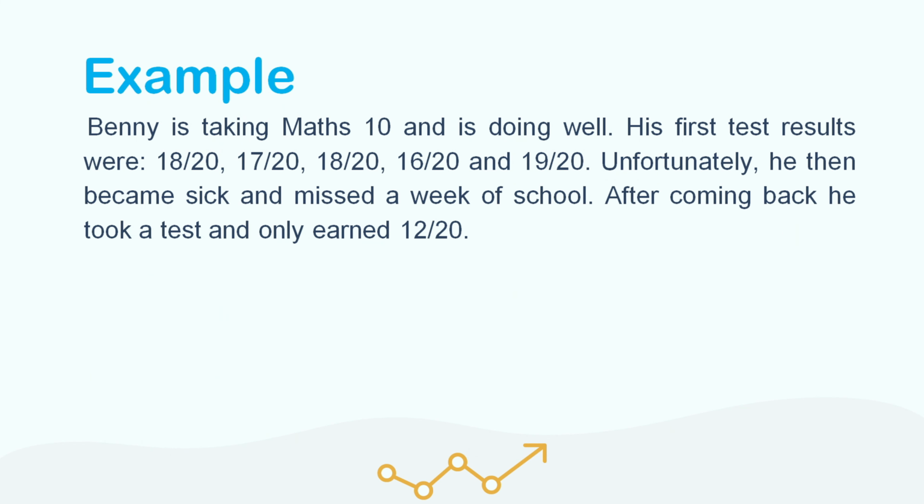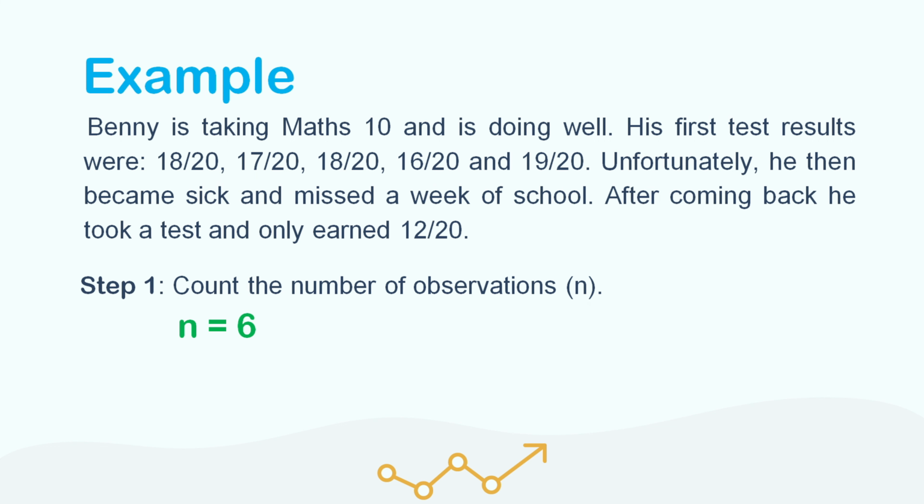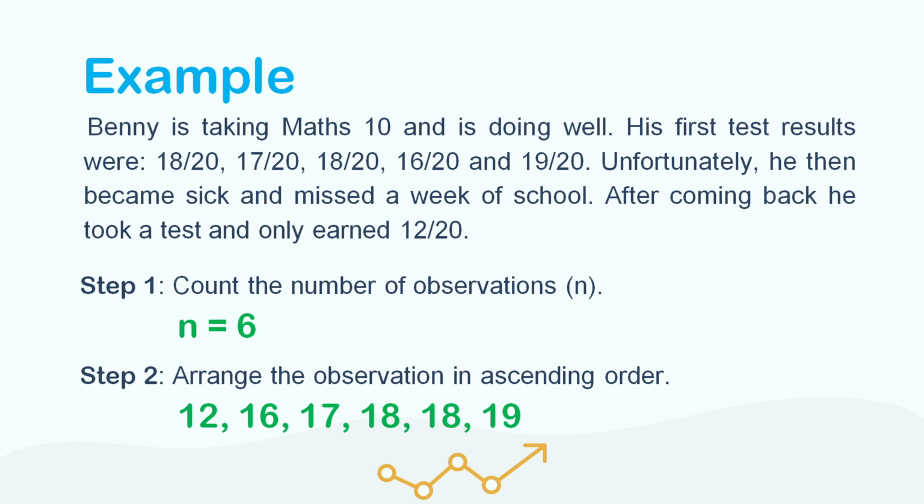For example, Benny is taking Maths 10 and is doing well. His first test results were 18 out of 20, 17, 18, 16, and 19. Unfortunately, he then became sick and missed a week of school. After coming back, he took a test and only earned 12 out of 20. So the first step is to count the number of observations, and that's the value of n, which is equal to 6. Then arrange the observations in ascending order. So we have 12, 16, 17, 18, 18, 19.